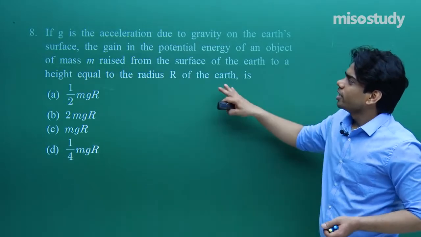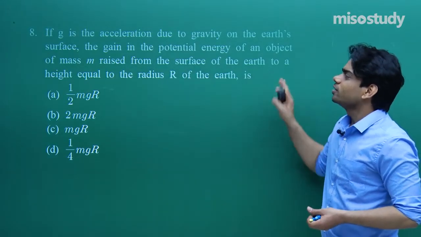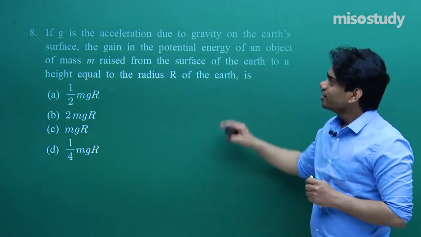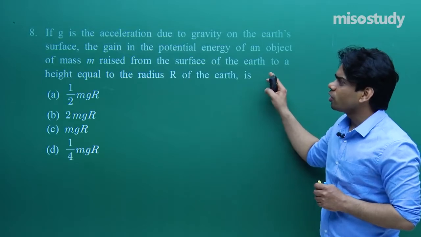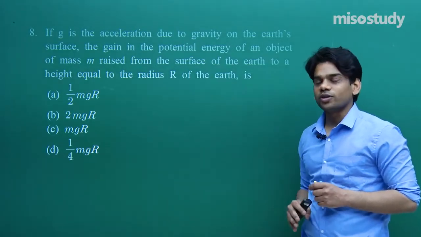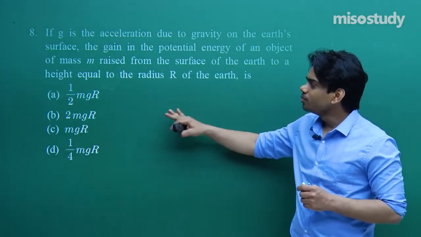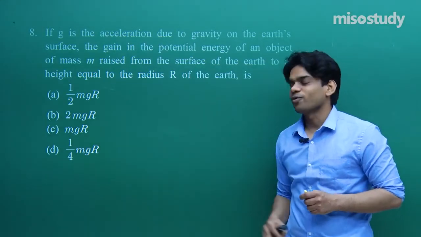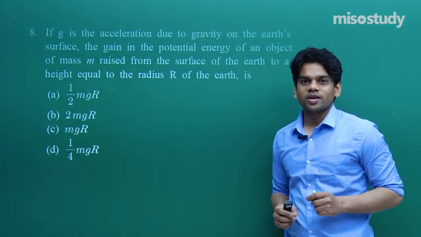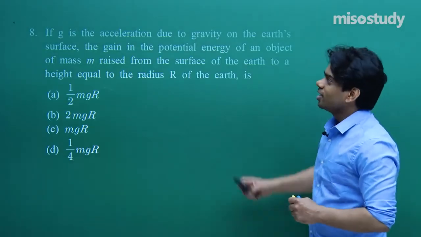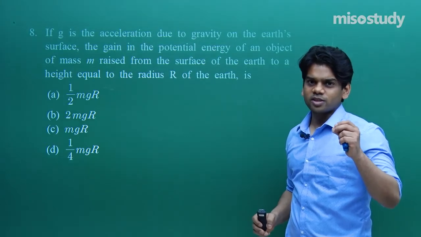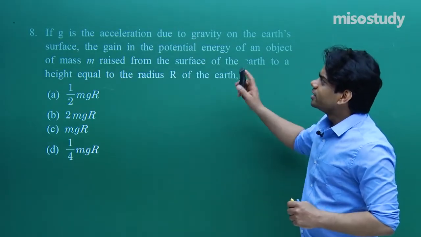Next, the 8th one. If g is the acceleration due to gravity on the Earth's surface, the gain in the potential energy of an object of mass m raised from the surface of the Earth to a height equal to the radius R of the Earth is: A, half mgR; B, 2 mgR; C, mgR; D, 1 by 4 mgR. Now here we all know the potential energy formula, it's equal to GM by R. And now we have to relate the potential energy with mg and R, that is, we have to relate the potential energy formula with acceleration due to gravity.